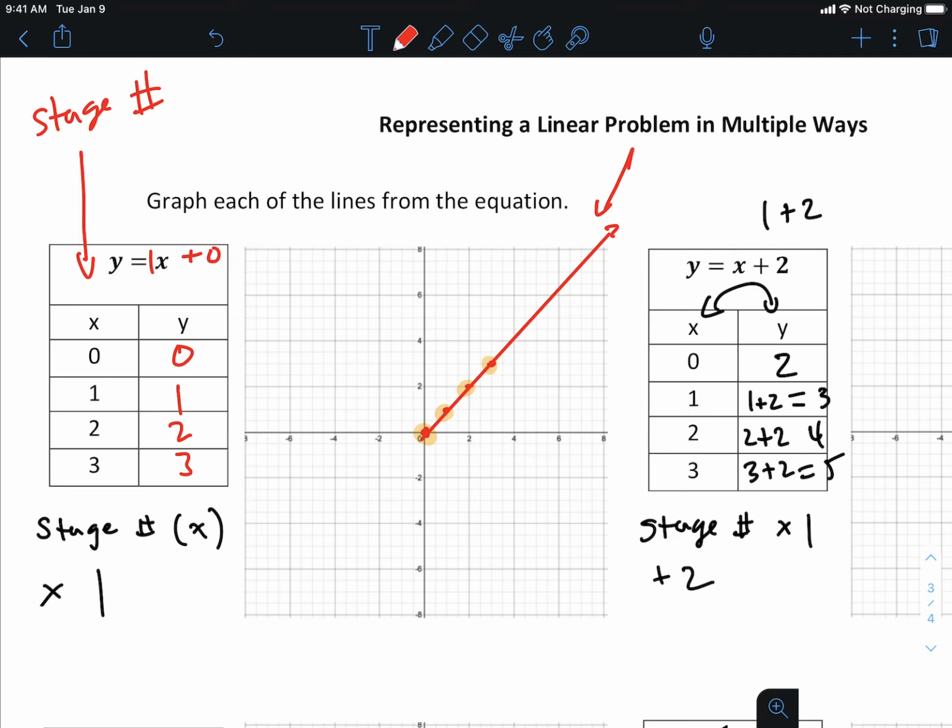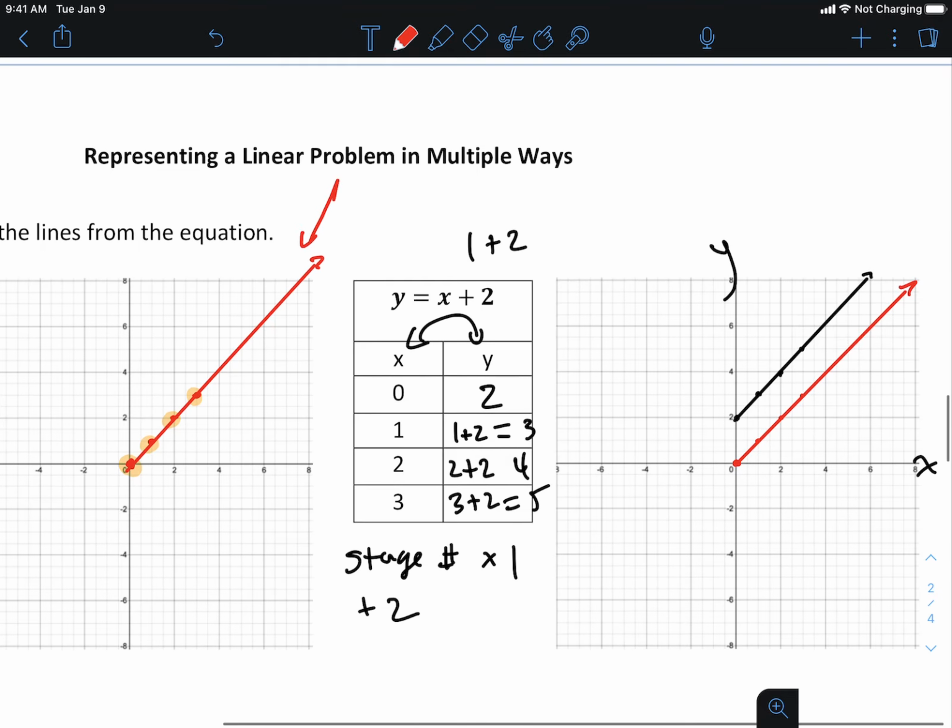Okay? But how can I tell where I start my graph without actually doing the table of values? Can somebody show me, from the equation, how do I see where I'm starting? You just look at the +2. Does that make sense to everyone? I want to see everybody. Okay, if I look at the equation, where do I start my graph? At 2. That's important. I promise you it is.